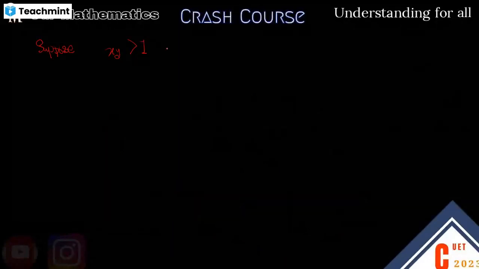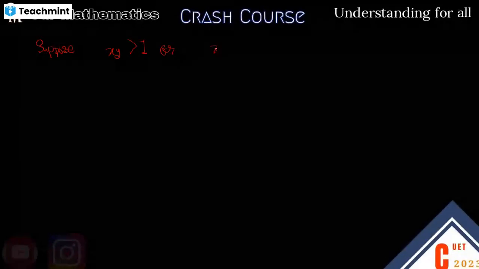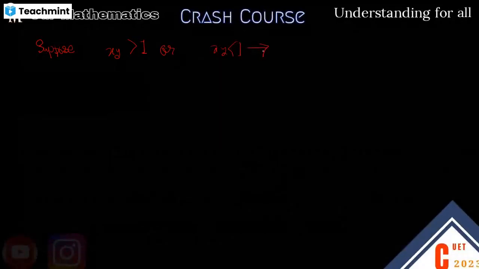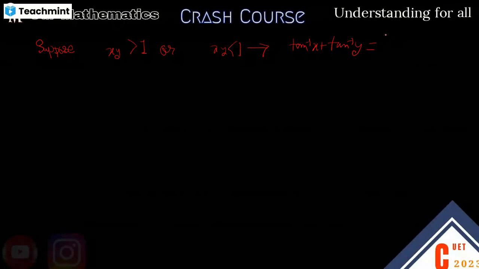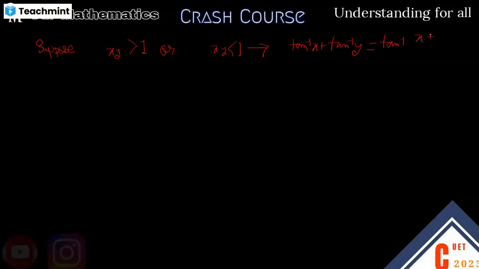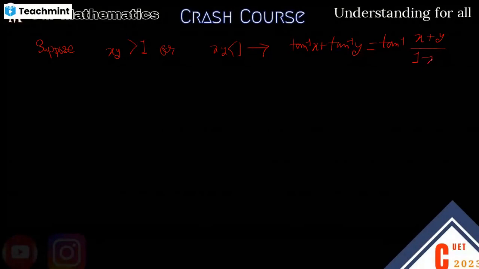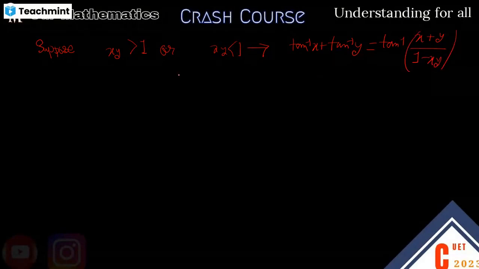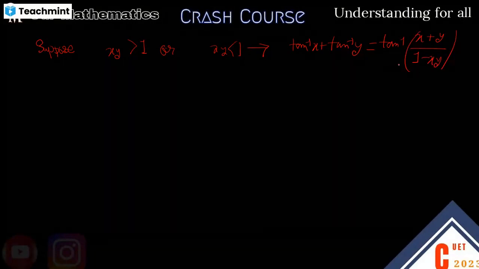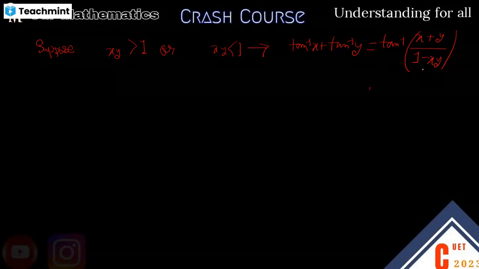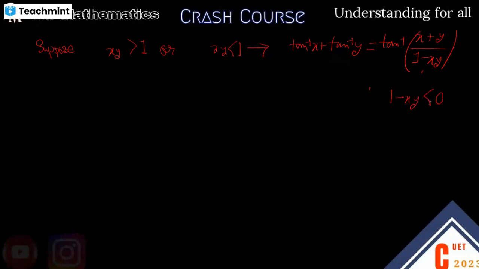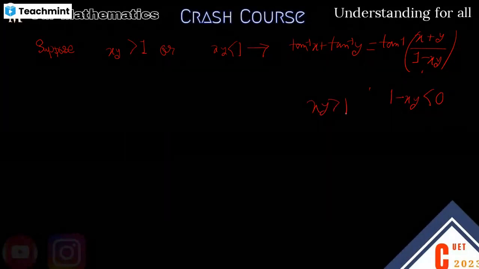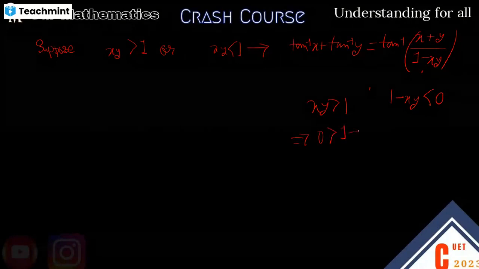Either it is greater than 1 or xy is less than 1. For xy is less than 1 আমি কি পালো? Tan inverse x plus tan inverse y is tan inverse x plus y by 1 minus xy. But xy is যদি greater than 1 হলে কি হয়ে যাব? এই পোরশনটো কি হবো? It's 1 minus xy. 1 minus xy would be less than 0, right? Since xy is greater than 1, that means 0 is greater than 1 minus xy.